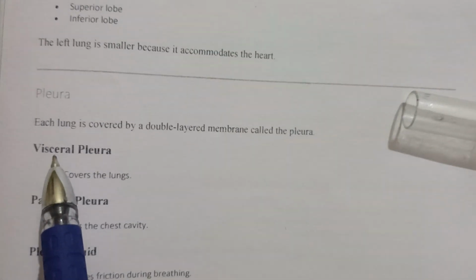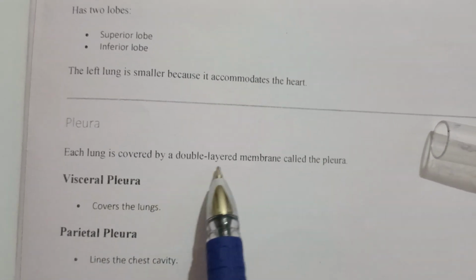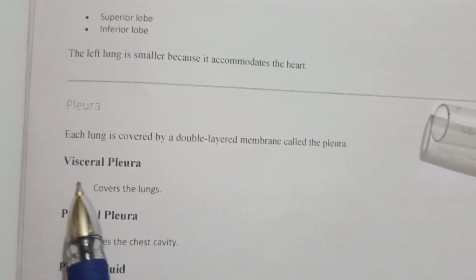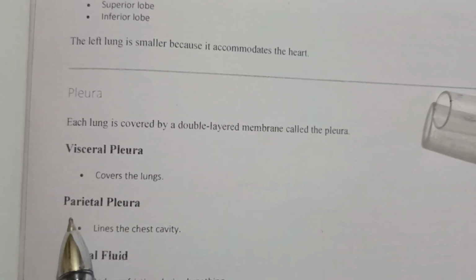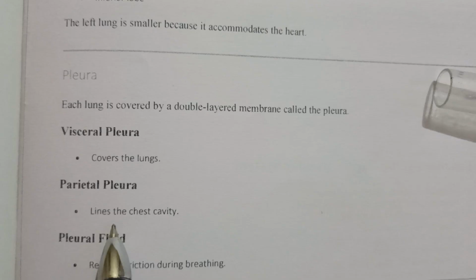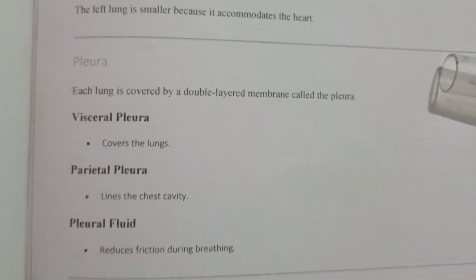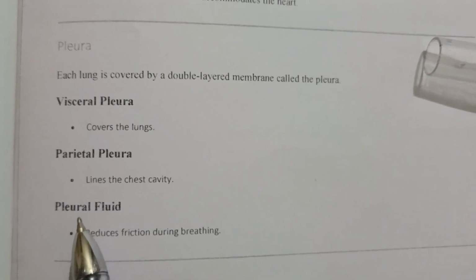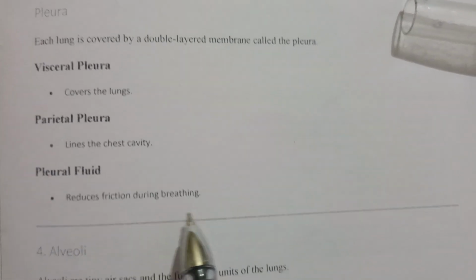Pleura. Each lung is covered by a double layered membrane called the pleura. Visceral pleura covers the lungs. Parietal pleura lines the chest cavity. Pleural fluid reduces friction during breathing.